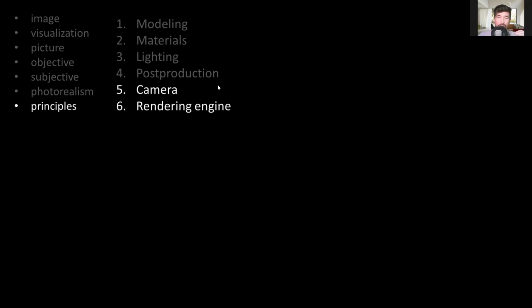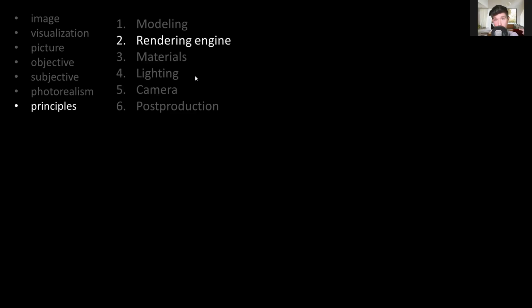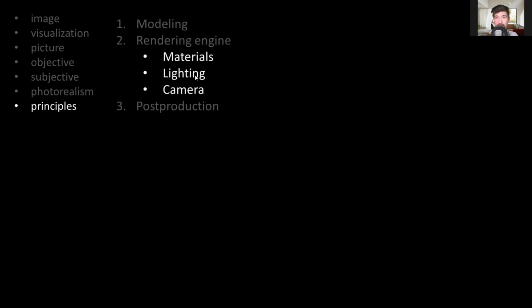However, their order might change. So if we take a look, the post-production definitely should be in the end. And in some cases, the rendering engine is the one that should be chosen at the start, because it influences the materials, the lighting, and the camera as well, given that all are intertwined to produce the best results.